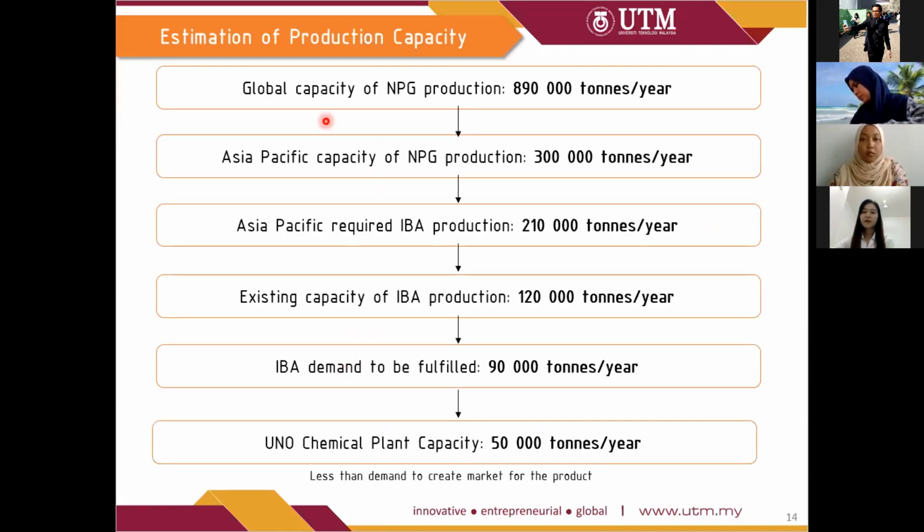So this is the summary of the outlook. The global NPG production is 890,000 tons per year, and the specific capacity of NPG production is 300,000 tons per year. So the required IBA production for SFSP is 210,000 tons per year. The existing capacity of IBA production is about 120,000 tons per year, so the demand to be fulfilled is 90,000 tons per year. Our chemical plant produces about 50,000 tons per year. This production is less than the demand in order to create a market for our product.